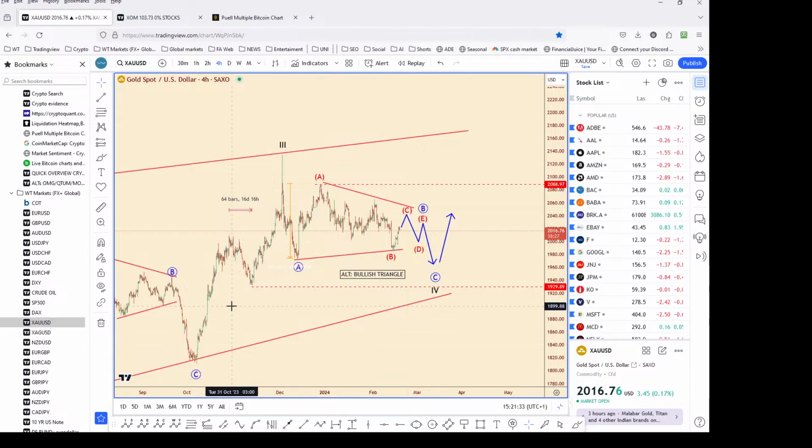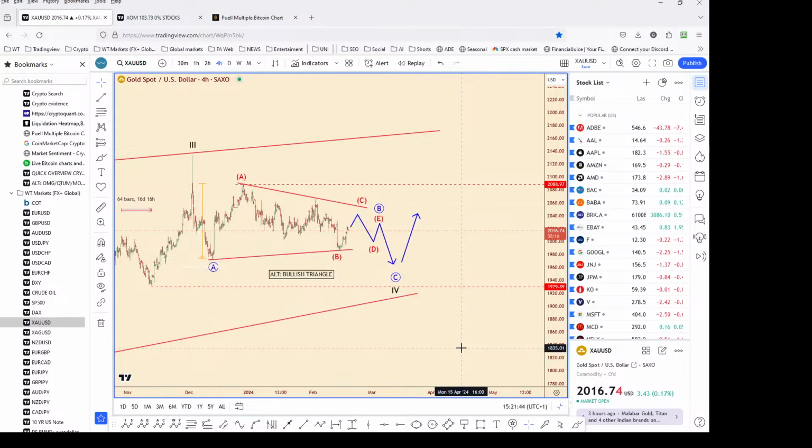Also keep in mind that maybe silver, even if this gold will try to maybe retest this upper line here around $2050, I think that silver could be much more interesting to the upside.